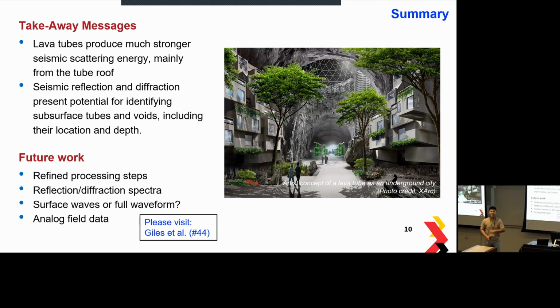Wonderful talk. The model and the data you showed were for relatively shallow lava tubes. Do you have a sense of how deep you could push the detectability for any deeper structures?